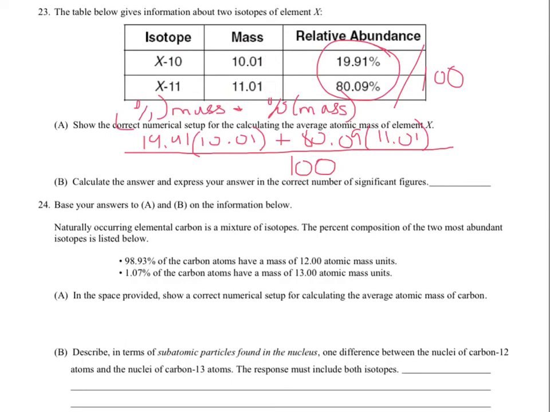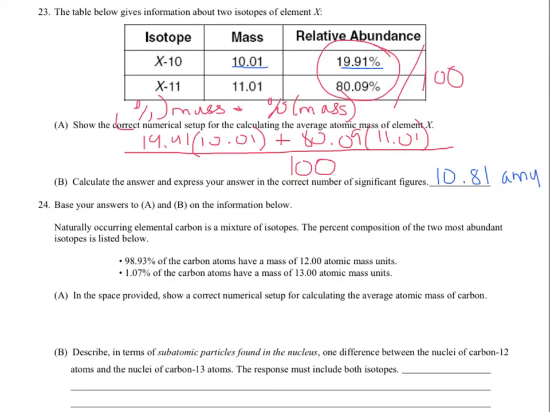To get the answer, we simply have to go and put this in our calculators. Now, the answer we report has to be to the correct number of significant digits. Looking up in the problem, the masses are given with 4 significant digits, as are the percent abundance. So we need to record our answer to the correct number of significant digits of 4. So that would be 10.81. And our units are atomic mass units.